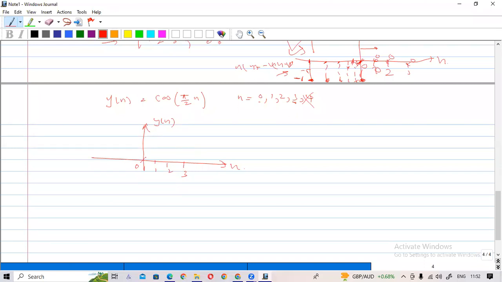Now these are the sample numbers: 0, 1, 2, 3. Now you have to find the value of these samples. So what is the value of the 0 sample? To find the 0 sample value, you have to substitute this 0 here. So it will be cos 5π/2 into 0. That means cos 0. Right?